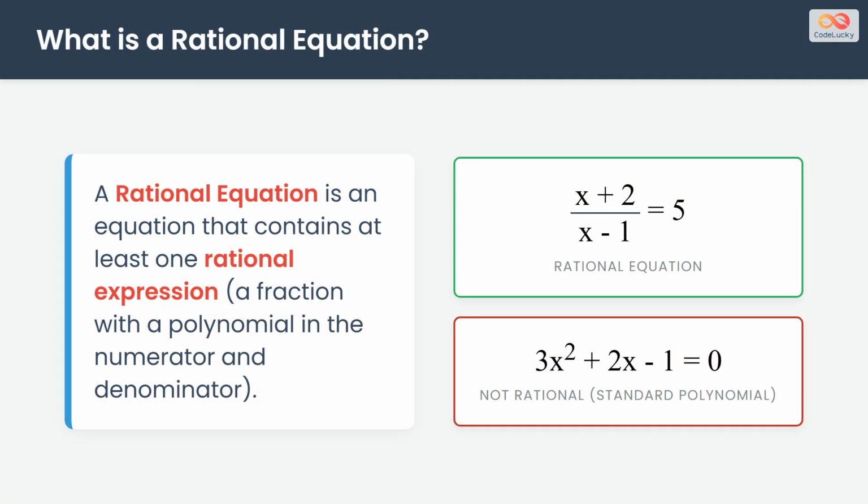First, let's identify what we are dealing with. A rational equation is simply an equation that has at least one rational expression. In simpler terms, it's an equation where the variable, like x, appears in the denominator of a fraction. You can see on the screen the difference between a rational equation and a standard polynomial equation.